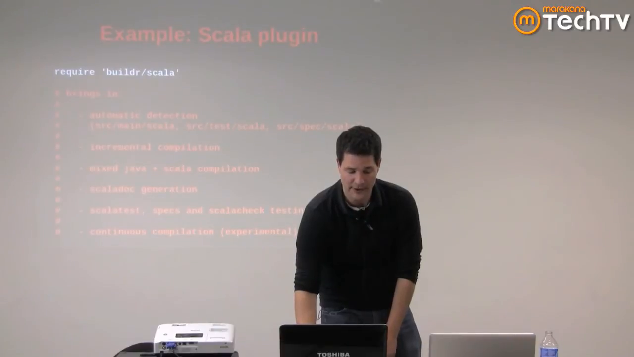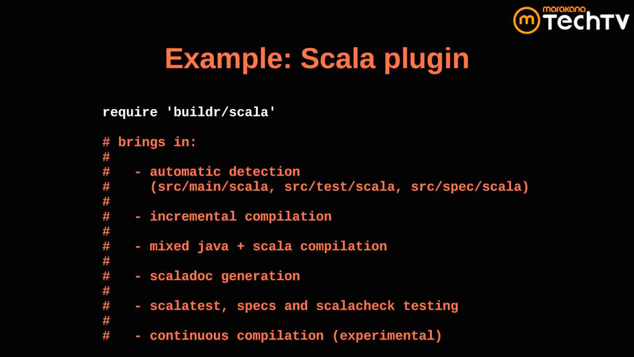Buildr supports a lot of languages. This is just an example. If you wanted to bring in the Scala support, you would just type at the top of your build file, require buildr/scala. That's the location of the Scala plugin in the distribution. And this brings automatically all of the Scala support. It will automatically detect Scala source, compile them, do incremental compilation. We support mixed Java and Scala compilation. It supports generating documentation and so on. So fairly standard use of a plugin.